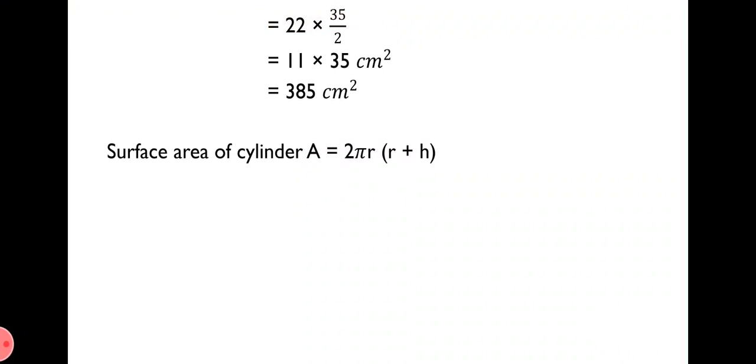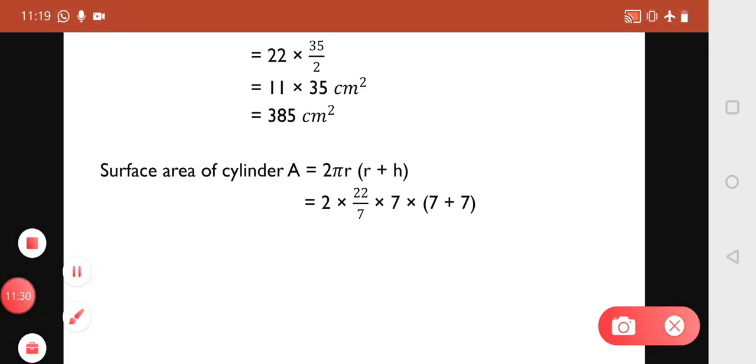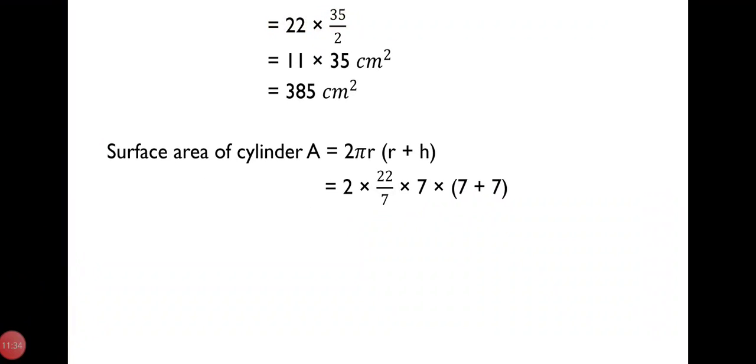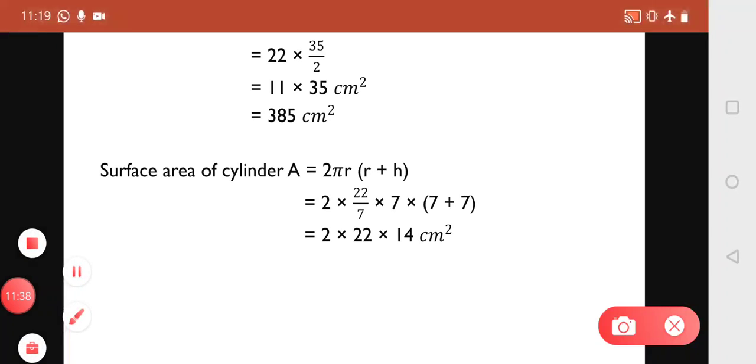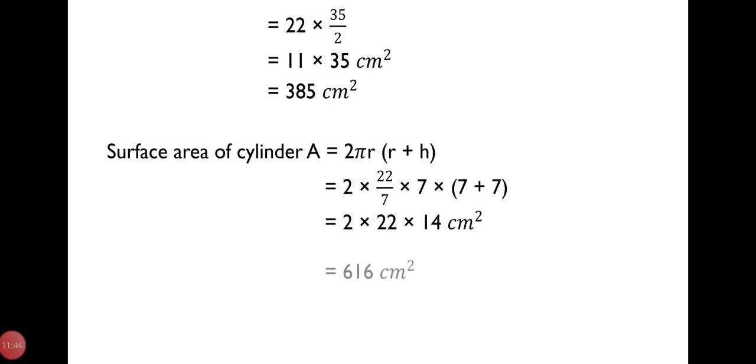Again inserting the values, we will get 2 into 22 upon 7 into 7 into 7 plus 7. Again here you can cut 7, 7. So you will get 2 into 22 into 7 plus 7. This 7 plus 7 will become 14. So we will get 2 into 22 into 14 centimeter square, that is equal to 616 centimeter square.